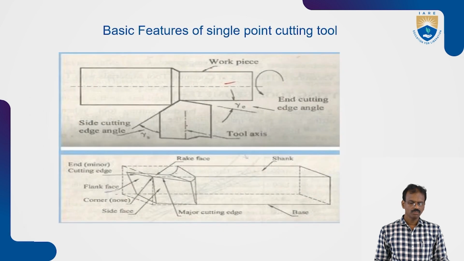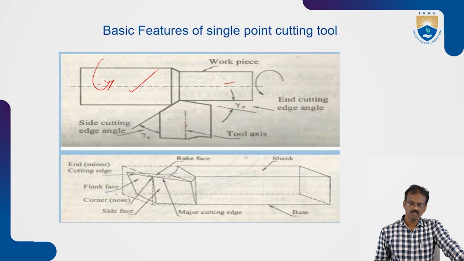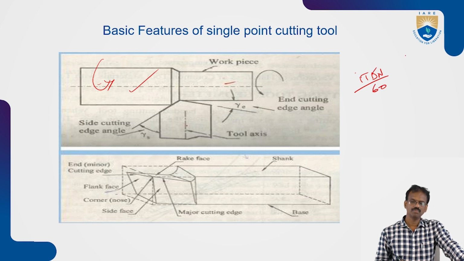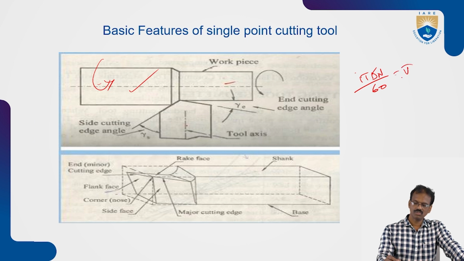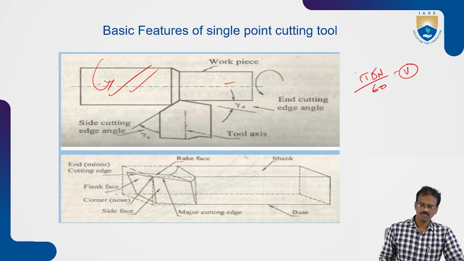So this is the basic feature of a single point cutting tool. The workpiece will rotate like this. You can calculate the cutting velocity of this workpiece as pi D N by 60, where D is the diameter and N is the speed. By using this, we can calculate the cutting velocity.